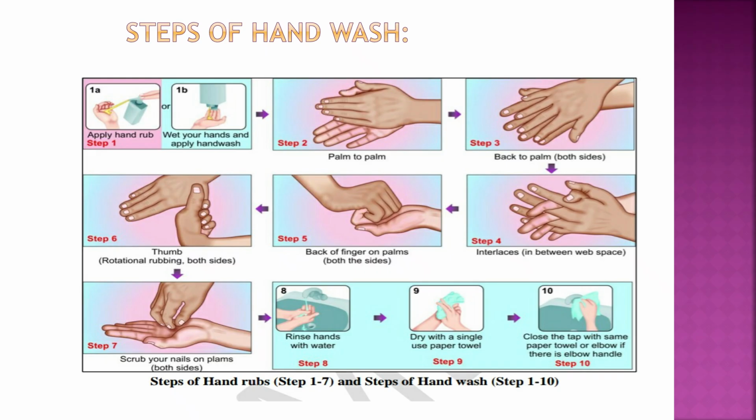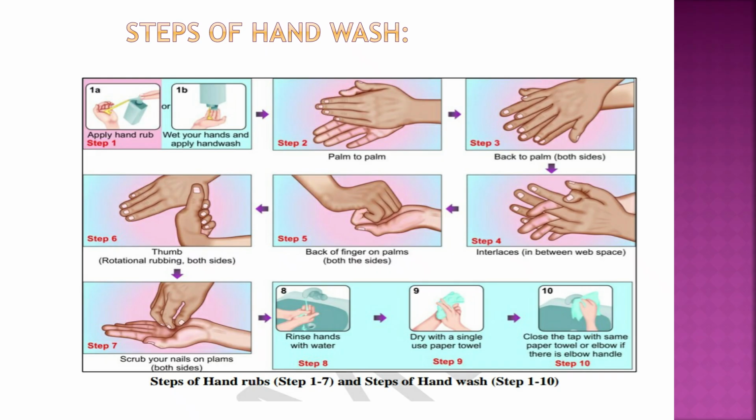Then step 4, between web spaces of the fingers. Then step 5, back of the fingers on the palms, both sides. Then thumb in rotational movement, both sides. Then step 7, you have to scrub your nails on the palms, both sides, and this is for the hand rub. For the hand wash, now you have to rinse hands with water, then dry with single use paper towel or tissue paper, and then close the tap with the elbow if the handle is there, or with the tissue paper, and then let it dry.